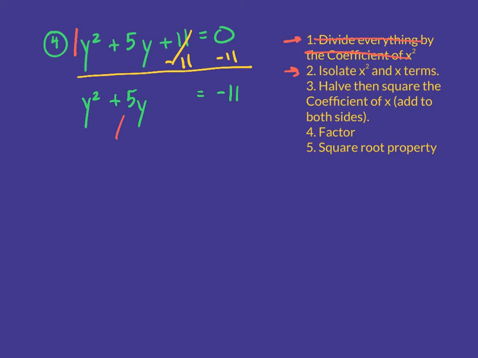We're going to halve then square this. So 5 divided by 2. So that's halving it. Then we want to square what we've got there. Remember, on top we're going to square it. On bottom we're going to square it. So 5 squared, 2 squared, and that's the number that we're going to add to both sides, 25 over 4.